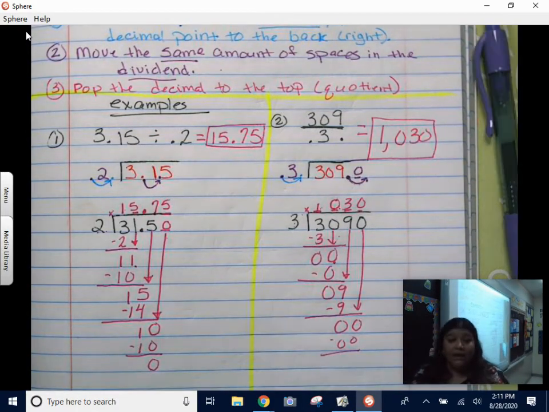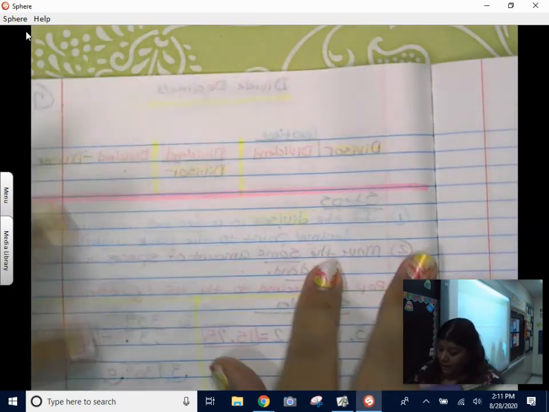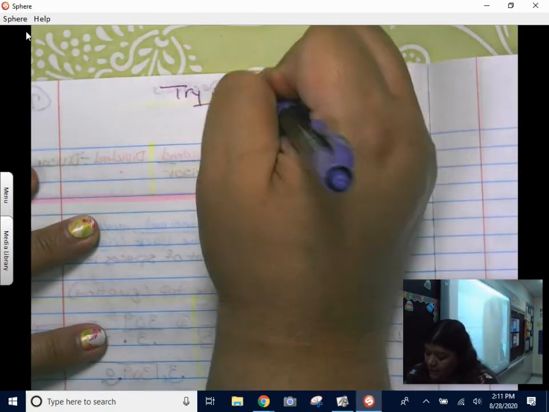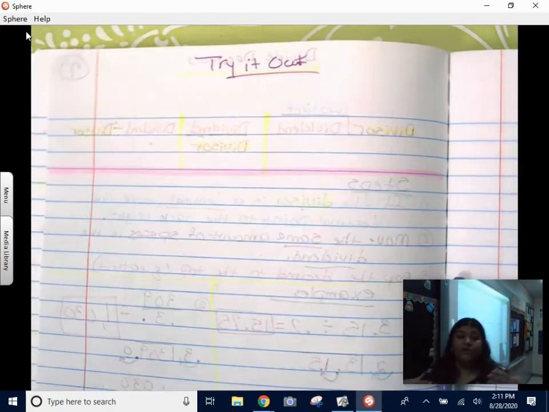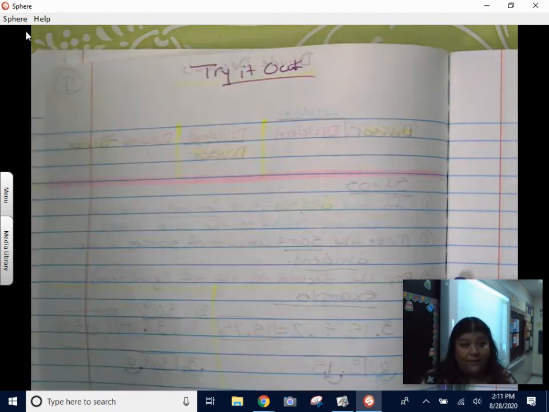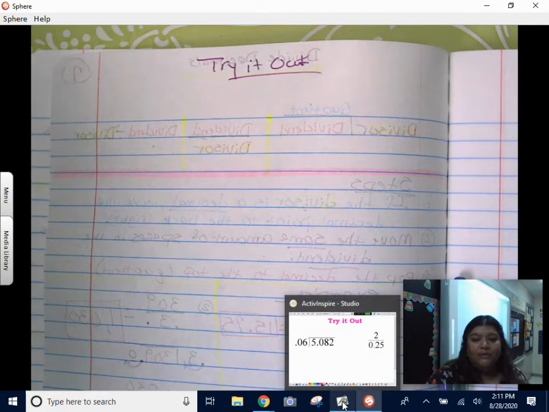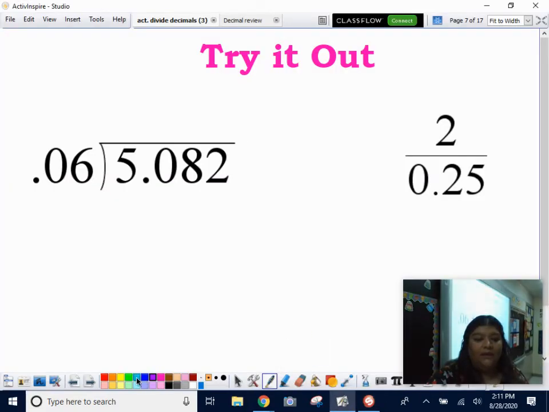Good. Now what we're going to do, it is time for you to try it out. So you remember on the back of your page, you're going to put try it out. I want you to try the next couple of problems on your own. Make sure you press pause once you've written it down, and then press play when you're ready to check the answers, okay? So let me give you your problems. There they are. Go ahead and try it out and press pause and come back, okay? All right, let's see how you did.